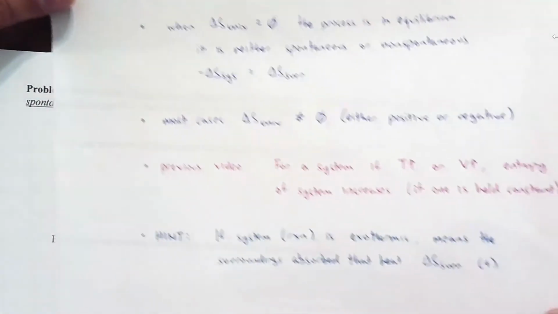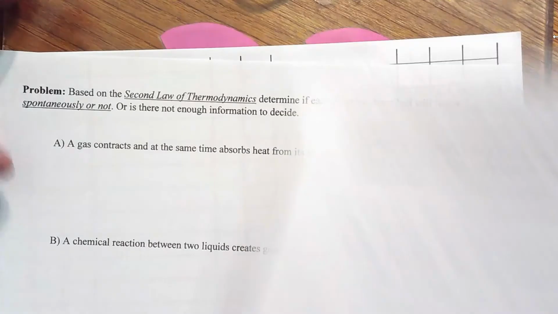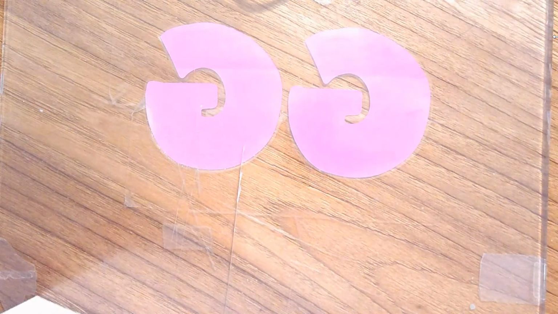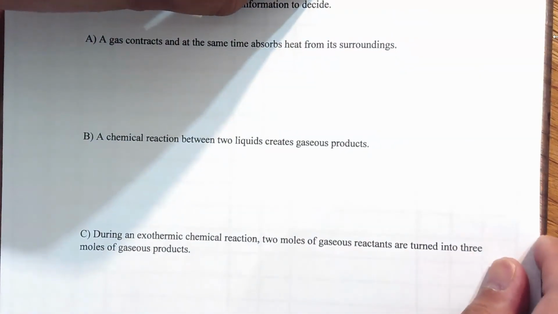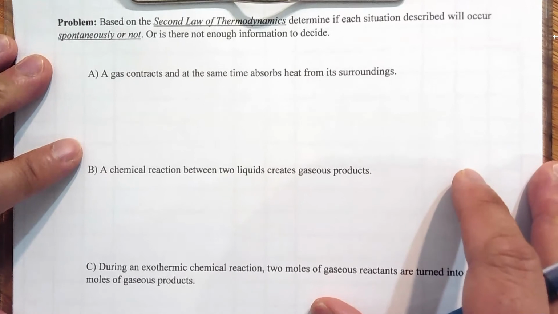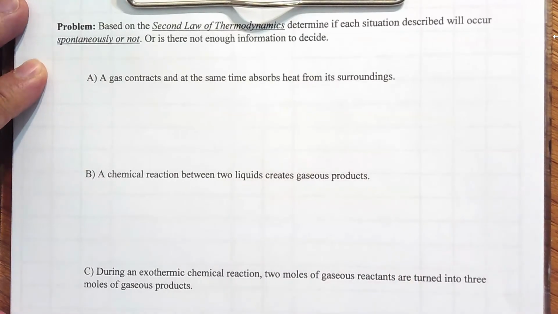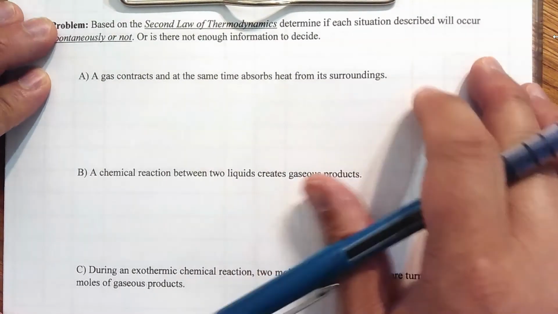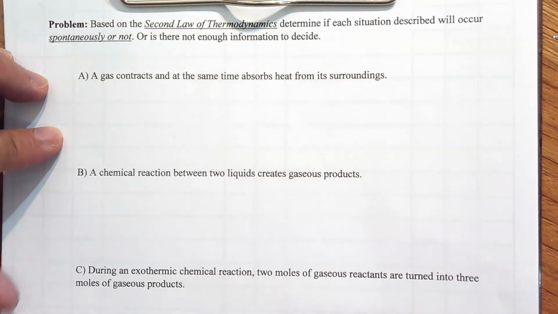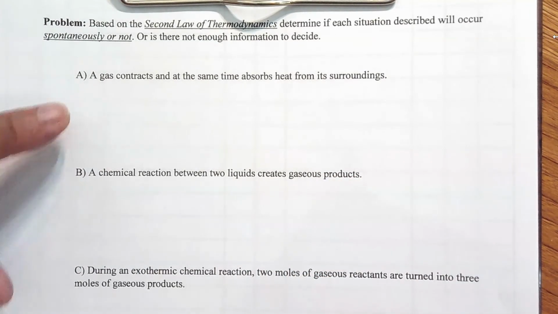I will do the first, or if you feel like you understand these 4 bullet points well, then go ahead and pause the video and try these 3 situations and tell me whether this is spontaneous or non-spontaneous. Okay, those are the 3 situations. Let me take the first, or you could pause the video right now.